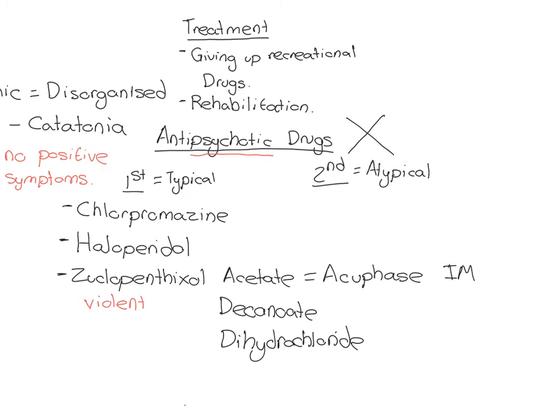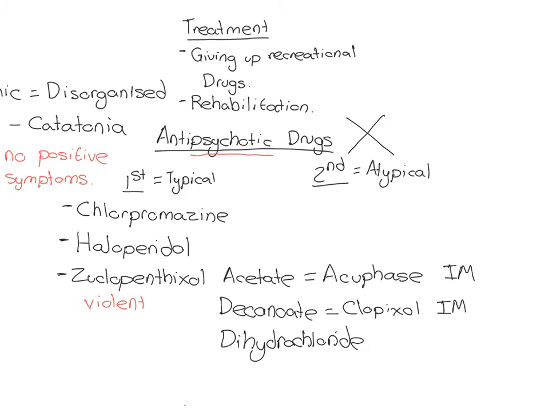Zuclopentixol decanoate is also an intramuscular injection. It's got a very famous brand name as well. It's called Clopixol, and it's an intramuscular injection as well. It's longer acting. So zuclopentixol decanoate lasts for a few weeks. You inject it, and it will have an effect for a few weeks. It will release gradually over a few weeks, and this would be used in a different situation to Accuphase.